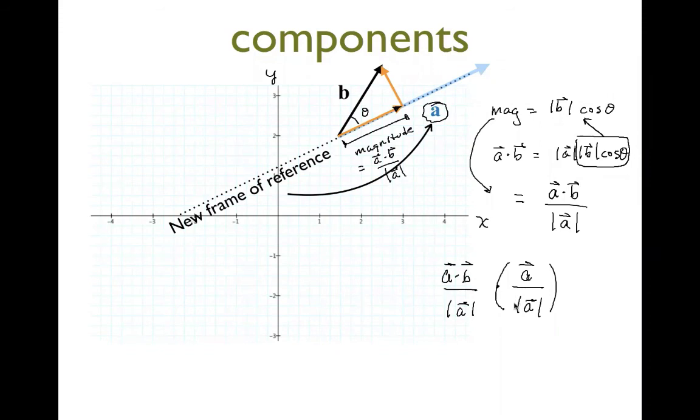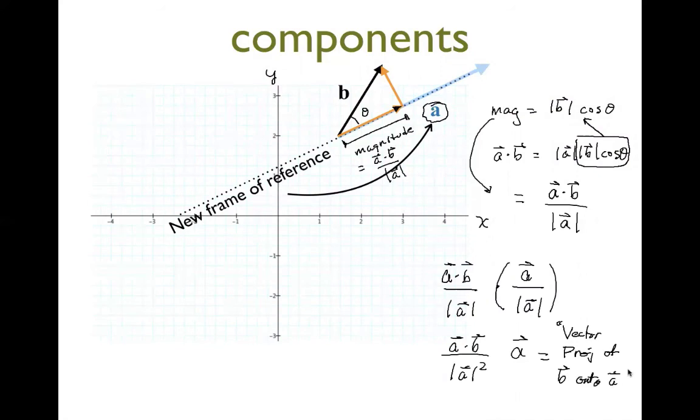Okay, now I can combine this. I can pull this scalar out and make it squared. So then you get A dot B over magnitude of A squared. That's the scalar times vector A, which gives that orange vector right there, the parallel component of B parallel to A. This is called the vector projection of B onto A, or the parallel component of B in the direction of A.